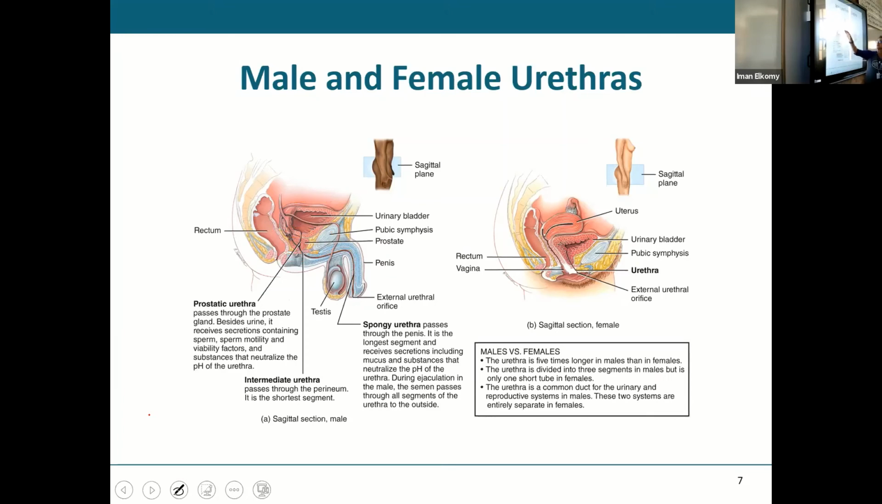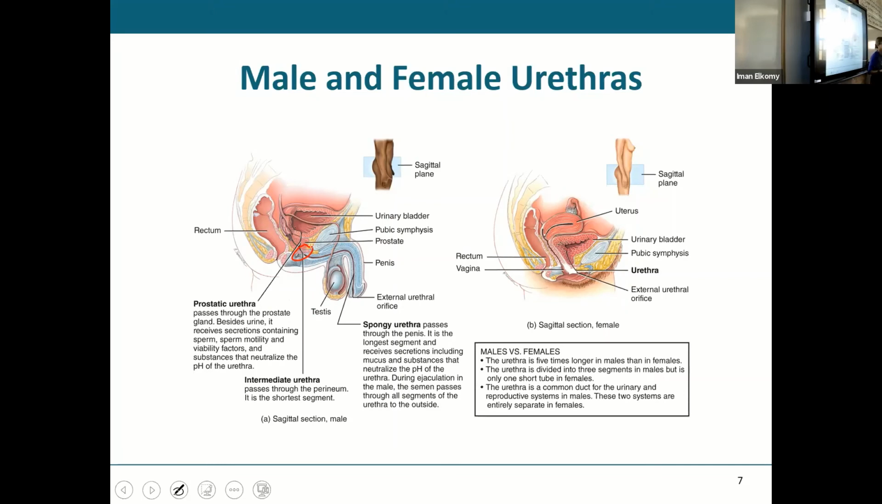So we have three parts to the urethra, by the way. The prostatic urethra is the portion that's within the prostate gland. The intermediate is that little tiny connection here, and then you've got your penile urethra, or spongy urethra, because it's in the corpus spongiosum that travels through the penis. It's a very long urethra, right?